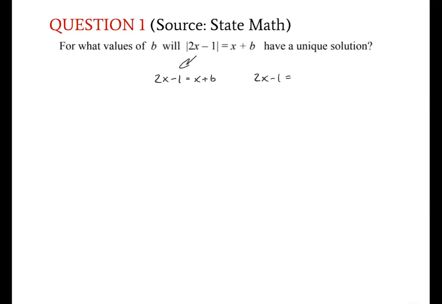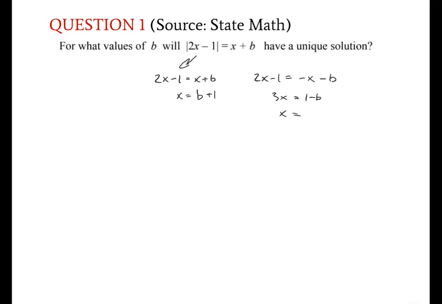2x minus 1 is equal to negative x plus b. And this is just negative x minus b. So we can isolate the x. So let's just move some stuff around. So we'll find that for this one, x is equal to b plus 1. And for the other one, 3x is equal to 1 minus b.